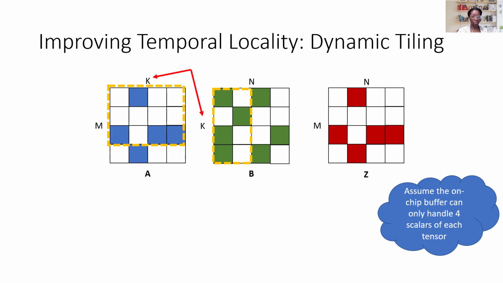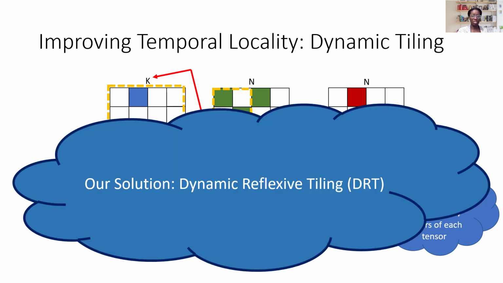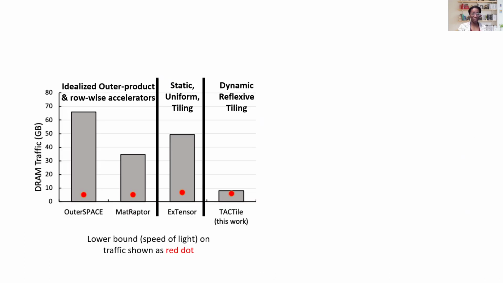We call this co-tiling. In our talk, I'll be describing our tiling algorithm, DRT, that overcomes these challenges, is implementable in hardware, and can be applied to a number of prior art accelerators. In fact, our approach, when implemented on a variant of ExTensor, closes the DRAM traffic gap.